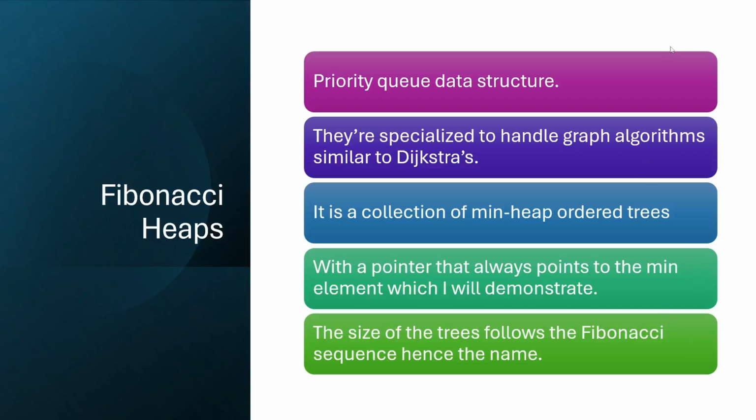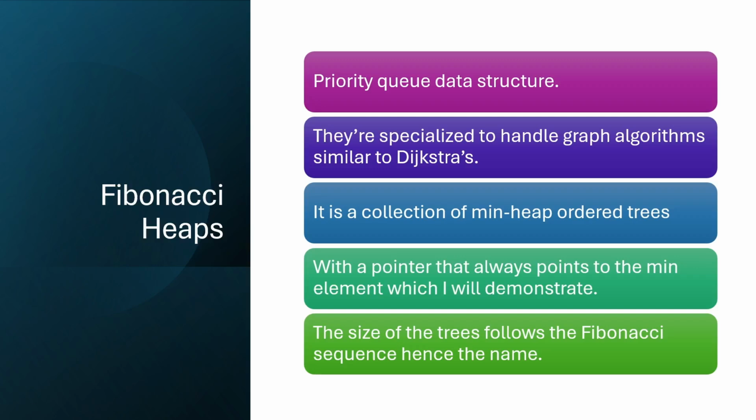Okay, we're going to be talking about Fibonacci heaps today. They're a priority queue data structure. That's what they're mainly built off of. They're specialized to handle graph algorithms that are similar to Dijkstra's, the one we did in class. That's kind of why I chose it, but I thought that was kind of cool.